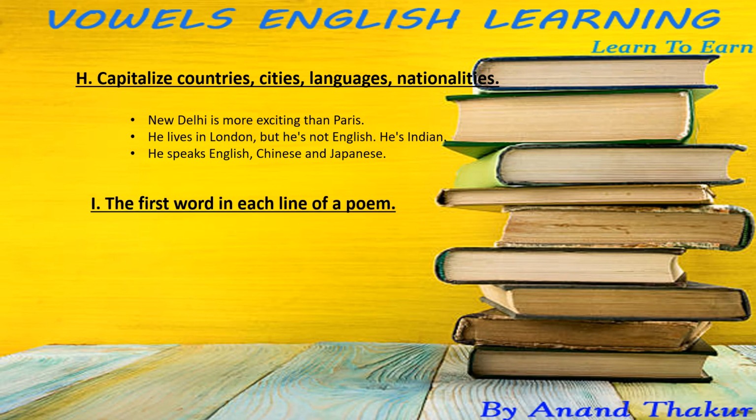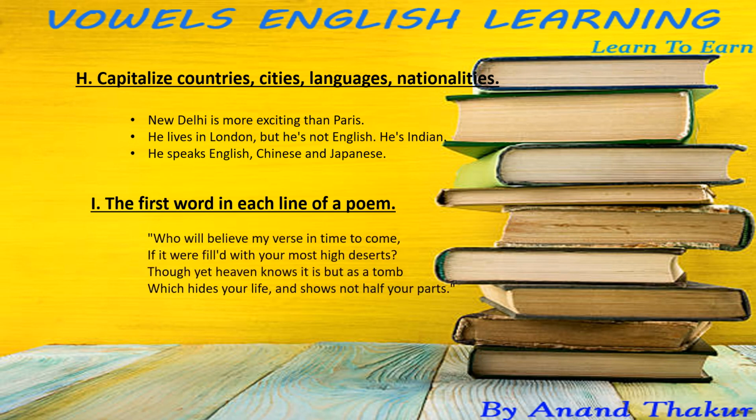The next is the first word in each line of a poem. Whenever we read a poem, we should be aware of that. The first letter should always be in capital letter. So here is the poem: Who will believe my words in time to come, if it were filled with your most high deserts? Though yet heaven knows it is but as a tomb which hides your life and shows not half your power. The first letter of each line should be in capital here: W, I, T, and W. All should be in capital letters.